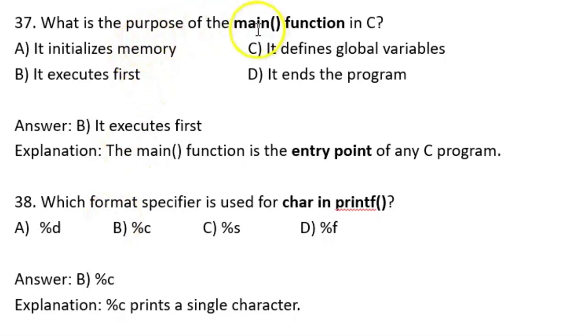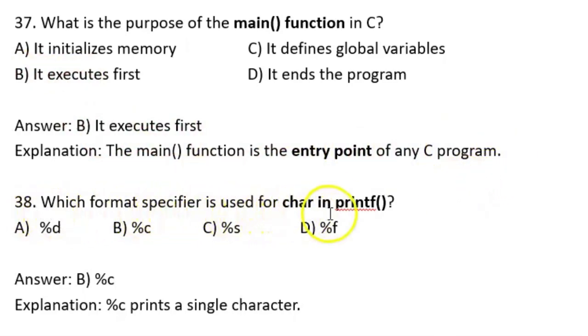Question 37. What is the purpose of main function in C? A. It initializes memory. B. It executes first. C. It defines global variables. D. It ends the program. The answer is that the main function executes first. B is the answer. The main function is the entry point of any C program.